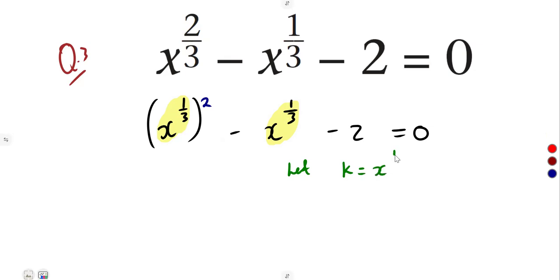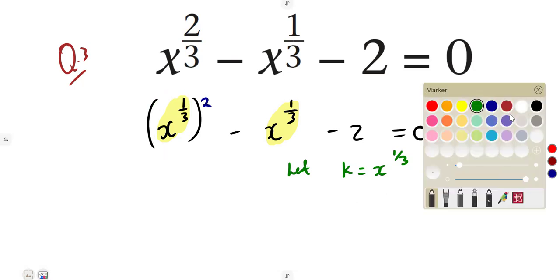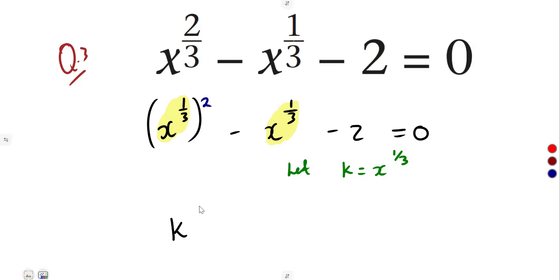Let k be equal to x to the exponent of 1 over 3. So simply here, in place of x to the exponent of a third, it is going to be k squared, because this is squared. So k squared minus, this whole part represented by a k, minus 2, that's equal to 0. From this, you are back to a normal quadratic equation that you are used to. This is a quadratic equation now, so you can solve that.